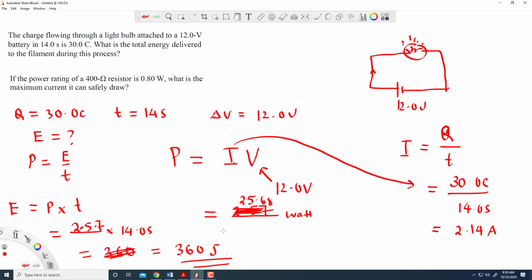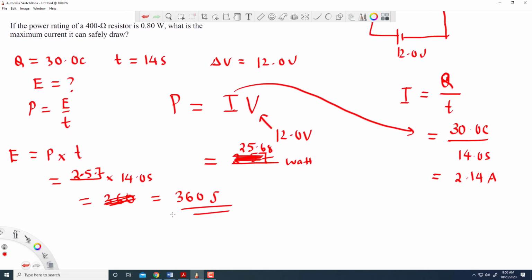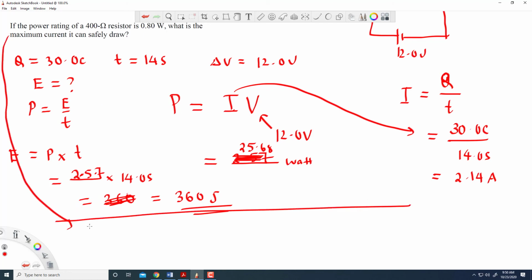So that's that. And then just a minute to do this last one. It shouldn't take more than a minute. We are almost out of time, but this one is pretty straightforward. The power rating is given, P is 0.8 watts, and the resistance is given, R is 400 ohms, and it's asking what's the current.